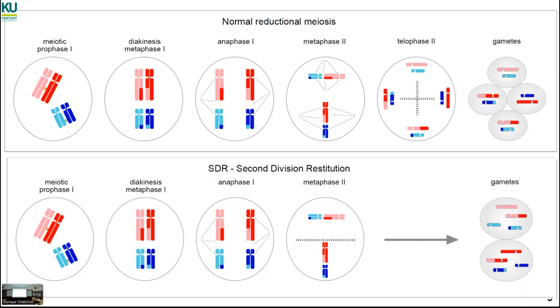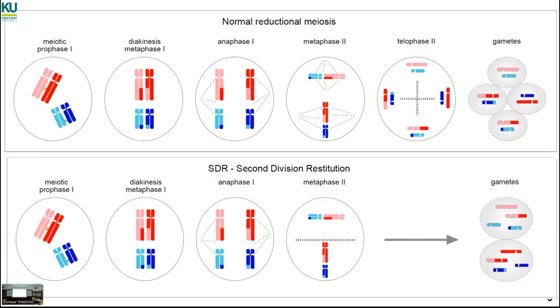An alternative to that is the first division restitution, FDR, in which anaphase one is skipped. Quite often, when the homologous chromosomes, the parental chromosomes, have difficulties to pair and recombine, you can see that several plant species have the ability to skip this division, the first division restitution. And you see at metaphase two the double chromosome sets, you get the chromatid separation at telophase, and you end up with two unreduced gametes, what we call 2N gametes.